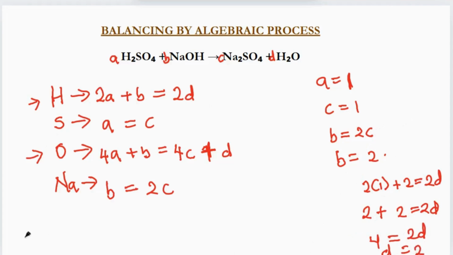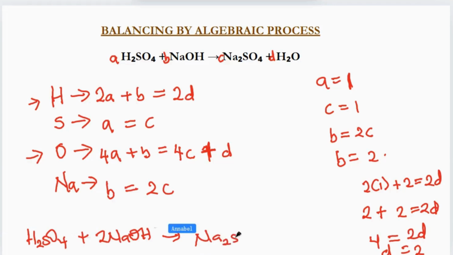So our balanced equation is going to be H2SO4 plus B is 2, so 2 NaOH, to give you C is 1, so we just write it the way it is there, Na2SO4, plus D is 2 molecules of H2O. Okay, so this is our balanced equation. Now you can see that hydrogen at the left is the same as hydrogen at the right. Sulfur at the left is the same as sulfur at the right. Oxygen at the left is the same as oxygen at the right, and sodium at the left is the same as sodium at the right.